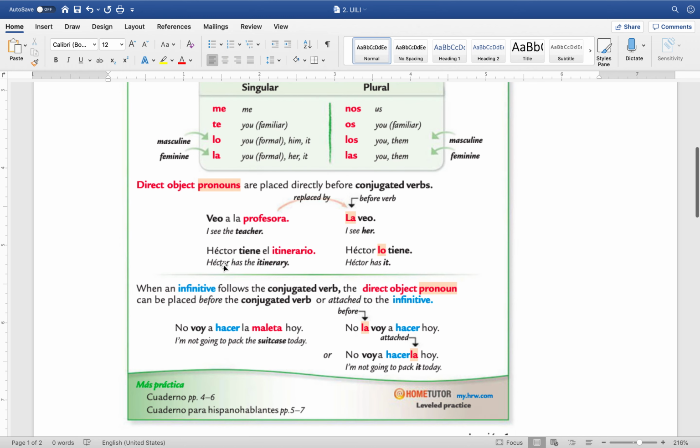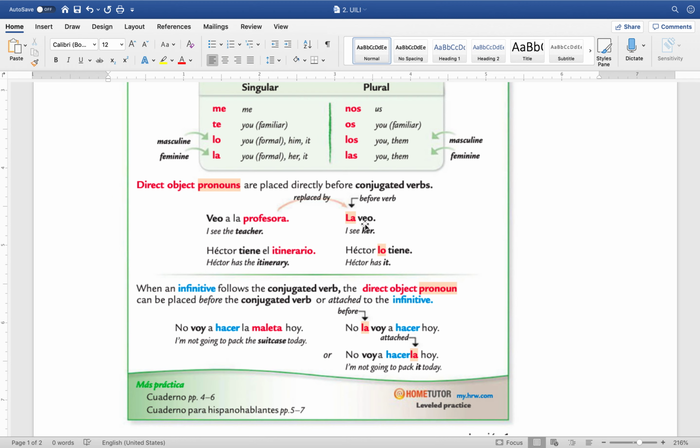All right, here is another one. Héctor tiene el itinerario. I don't know what I'm going to replace here, so I ask in my head, what does Héctor have? And the answer is the itinerario. Oh, okay, so the itinerario, you're going to replace with one of these. Itinerario is "it" and it's masculine, so it's lo. So then, Héctor lo tiene. So Hector has it. You see how it is at the end? But in Spanish, it's in front of the verb.